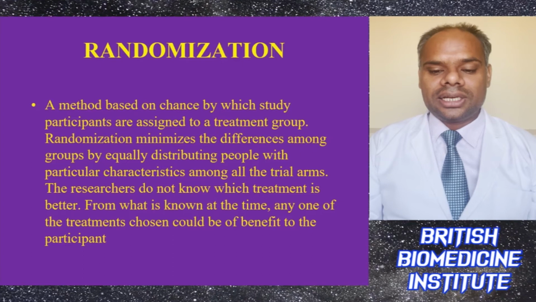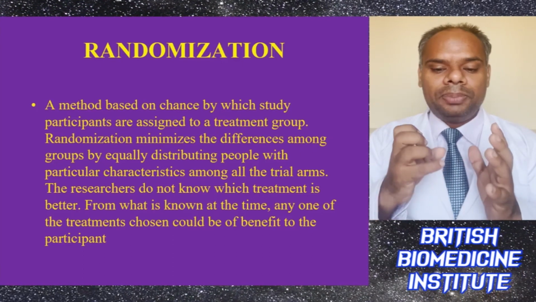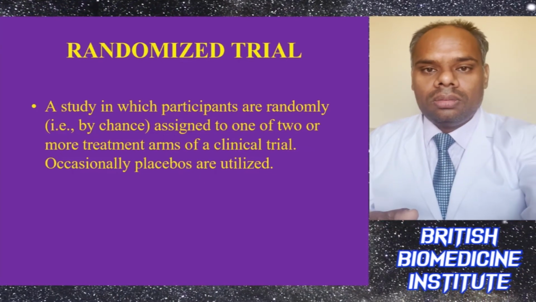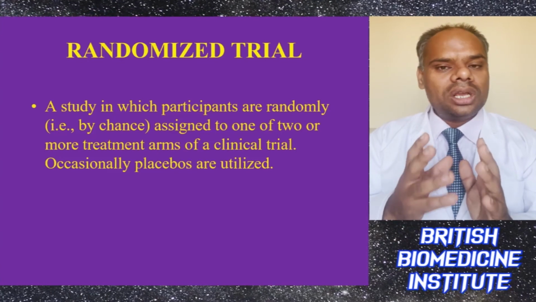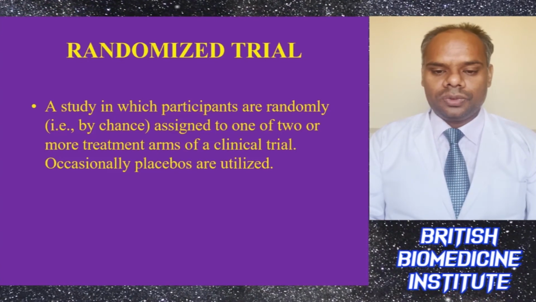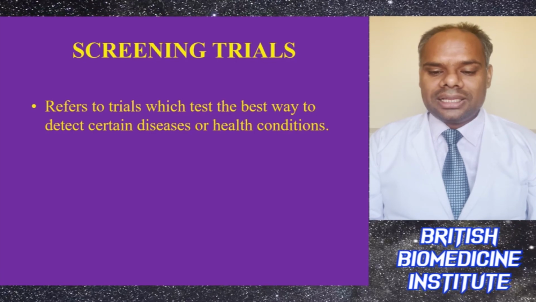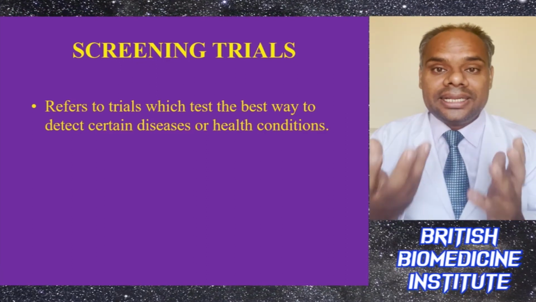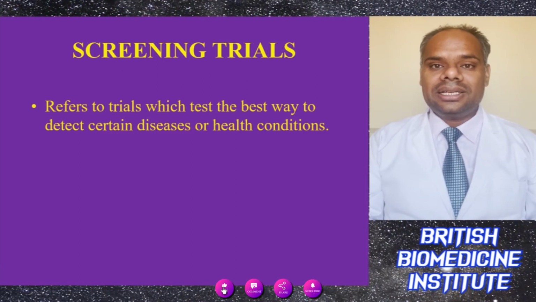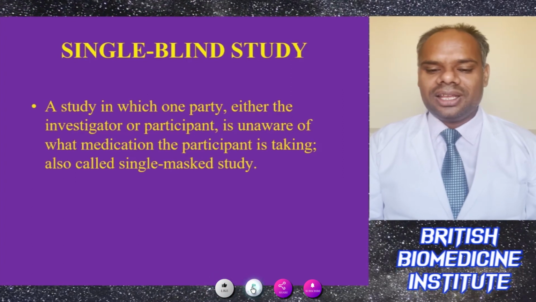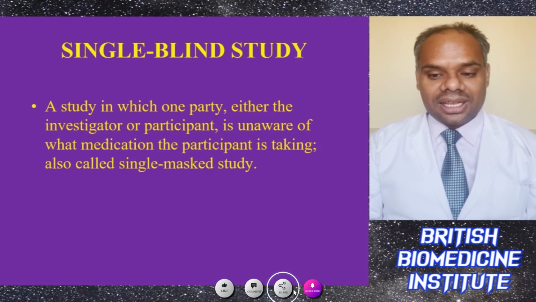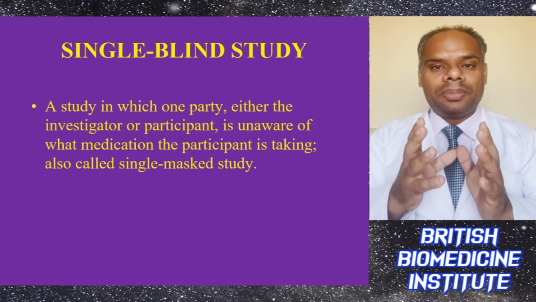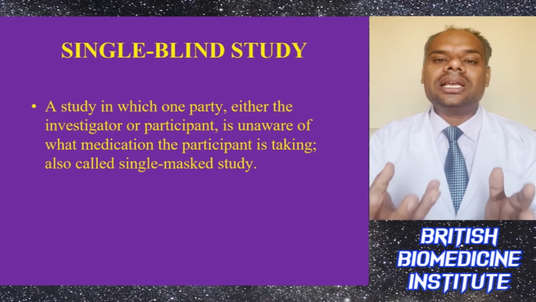Randomized trials are basically a study in which the participants are randomly assigned to one or two or more treatment arms, and occasionally we use placebo. Screening trials basically refer to trials which test the best way to detect certain diseases or health conditions. Single blind studies are those in which one party, either the investigator or the participant, is unaware of which medication the subject is taking, and they are known as single mask studies.